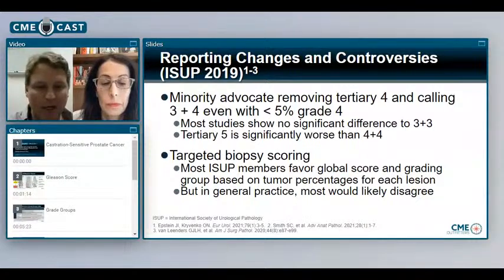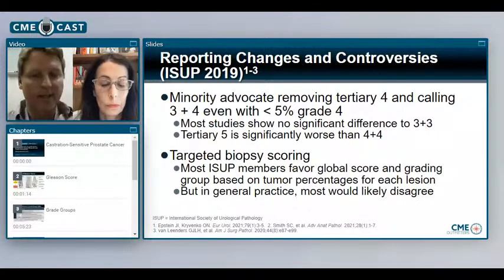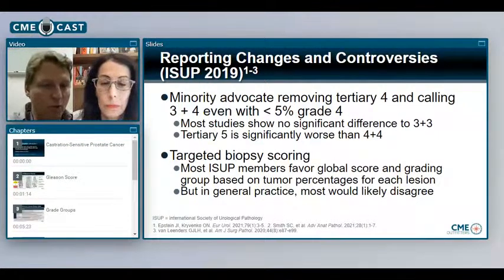And it's recommended by ISUP, by the majority of members, to come up with some kind of method for reporting the global score. And they made this recommendation before any real studies had come out. Since 2019, when they first made this recommendation, a couple of studies have shown good correlation in doing the global score rather than individual core scoring. But they're small studies, and there's just no real good validated method, and it's really difficult to do.